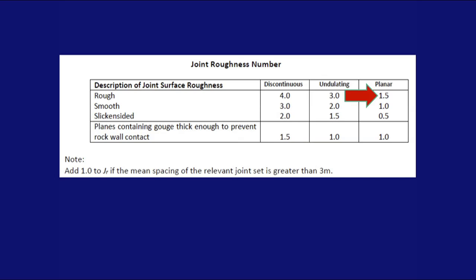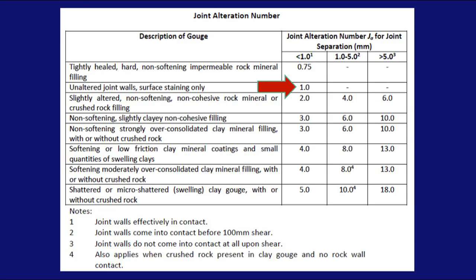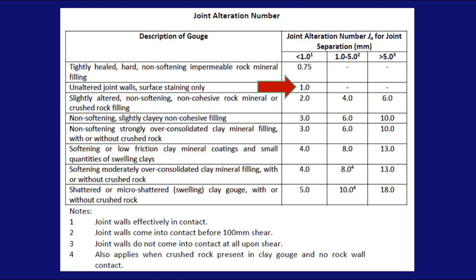The joint roughness number can be determined from this table, and the description that would be applicable to the joints in that rock mass that we're considering would be rough planar joints, and the corresponding Jr number would be 1.5. So that will go into the Q calculation. The next description is the joint alteration number. Those joints were quite clearly not significantly weathered at all. They were not healed. So it's the second description that would be applicable there. It's a tight rock mass. So we would have unaltered joint walls, surface staining only, and the joint separation would definitely be less than 1 millimeter. So the Ja number is going to be 1.